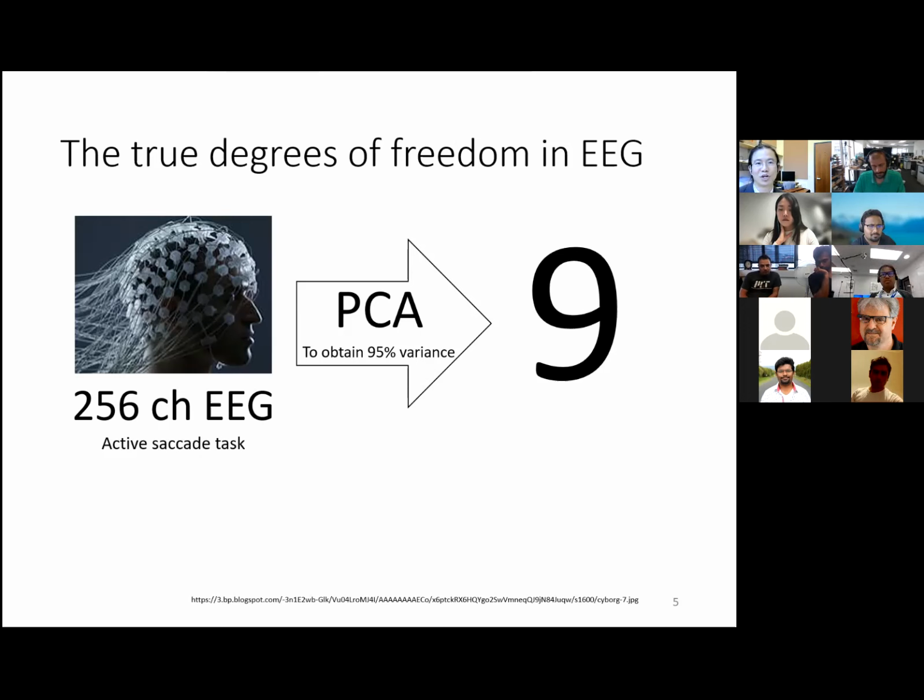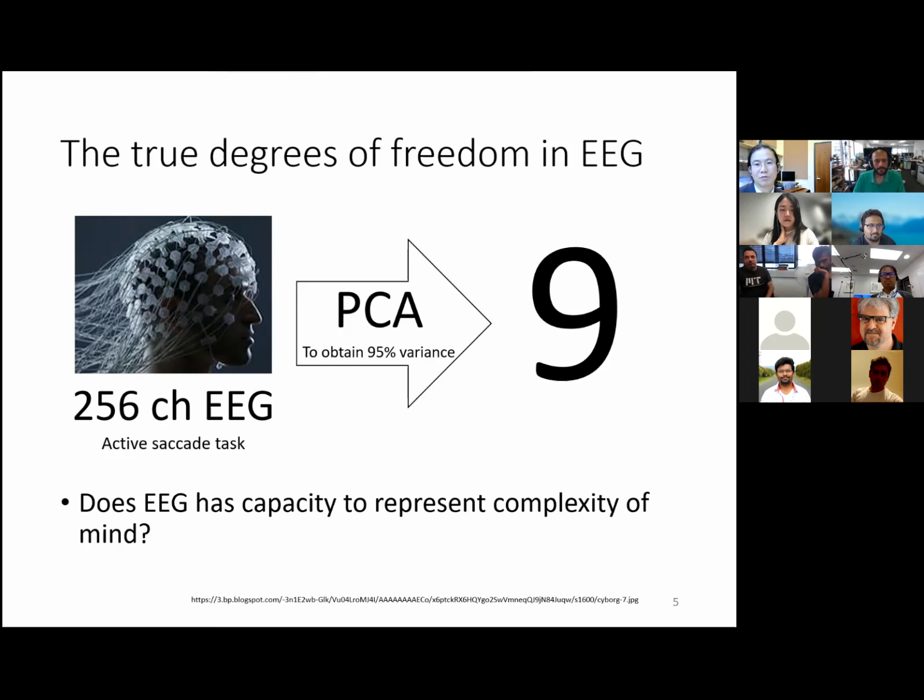And I was shocked. I thought, oh, there must be a mistake in my calculation. But in the MATLAB code, there is only 1 line. So no way to make a mistake here. So my original question was, does EEG have the capacity to represent the complexity of the mind? And the number is 9. And I gave this talk in Germany, and in German, 9 means no. So this number automatically means no.